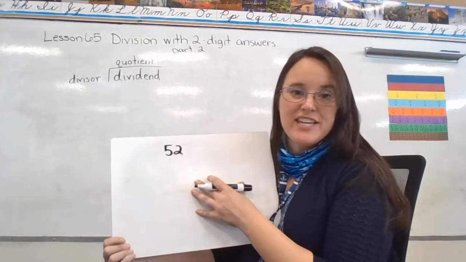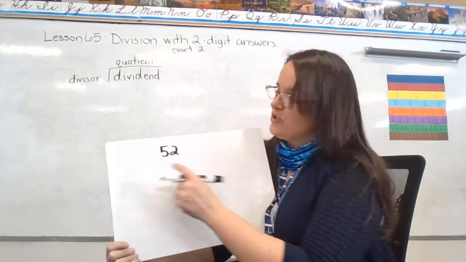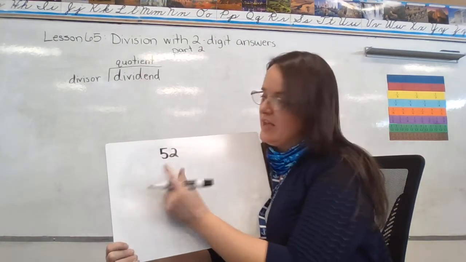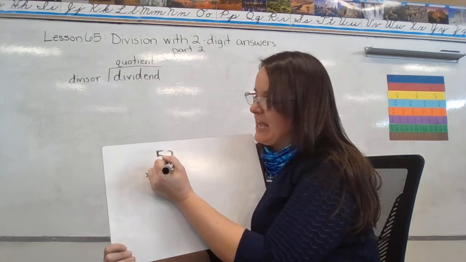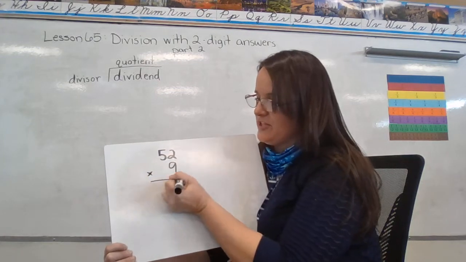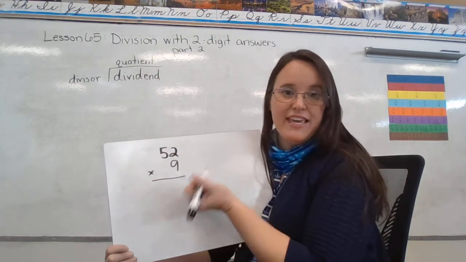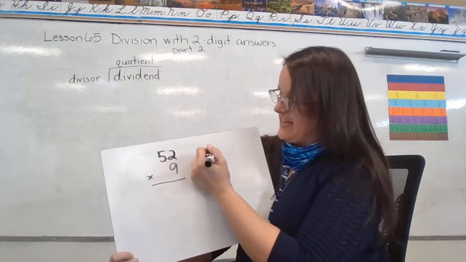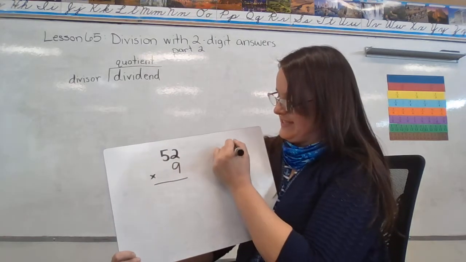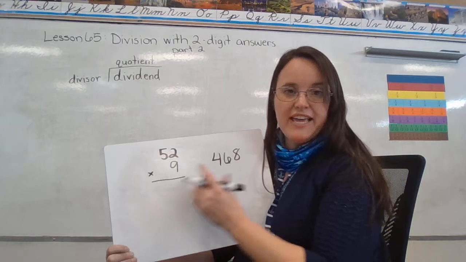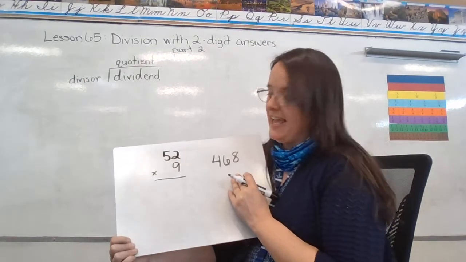is we can check our answer. So we take our answer 52, and if you multiply it times the divisor, which in this case was 9, it should equal the dividend, which was 468. So we're going to multiply here and see if we get the same answer.